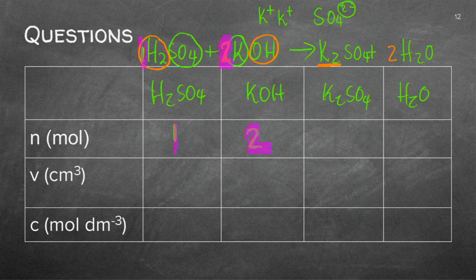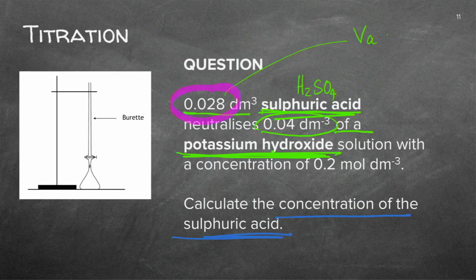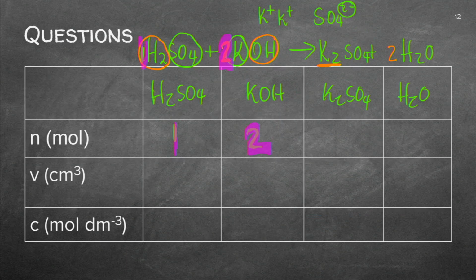What did they give me? They gave me the volumes. They said I've got 28 and 4. So I've got it in cubic decimeters already. Let's write that down. I've got from the sulfuric acid, I've got 0.028. I've got here 0.04. They gave me the concentration of the potassium and they're asking me to calculate the concentration of the sulfuric acid.